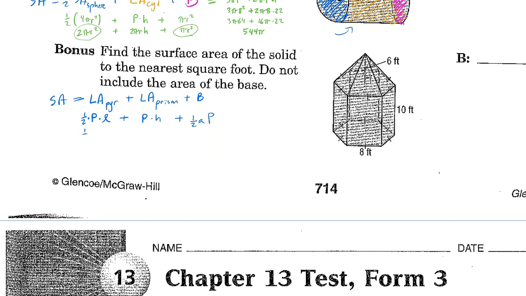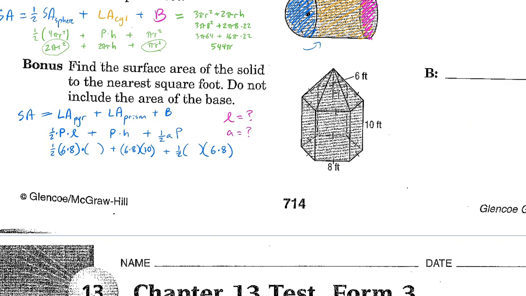So we get 1/2 times 6 times 8, because the perimeter of the base is 6 equal sides that are each 8, times the slant height we have to find, plus the perimeter of the base, 6 times 8, times the height of the cylinder, which is 10, plus 1/2, we don't know the apothem, but the perimeter of the base is 6 times 8. All right, so all we really need is the slant height and the apothem. That's all we don't have from our problem.